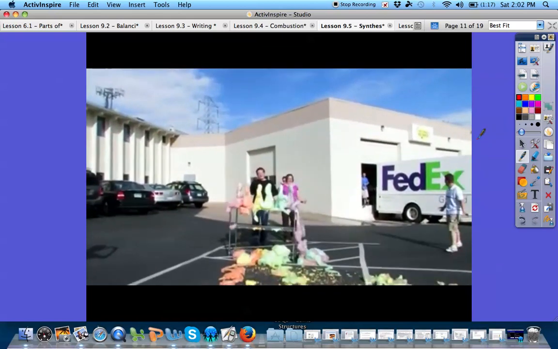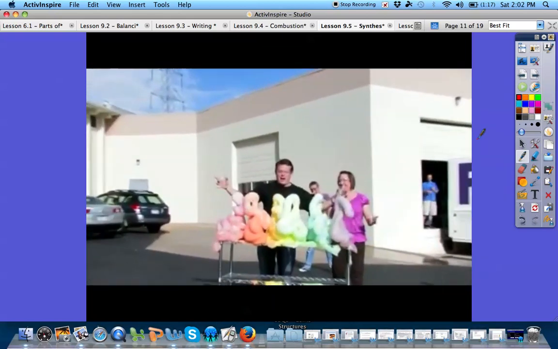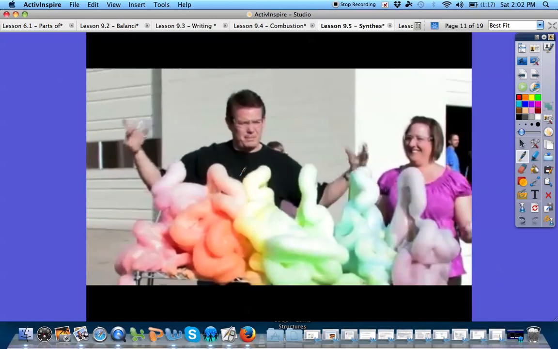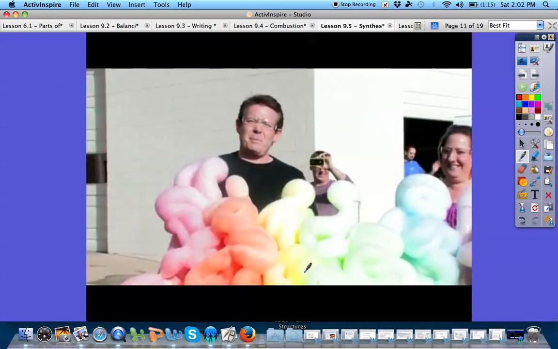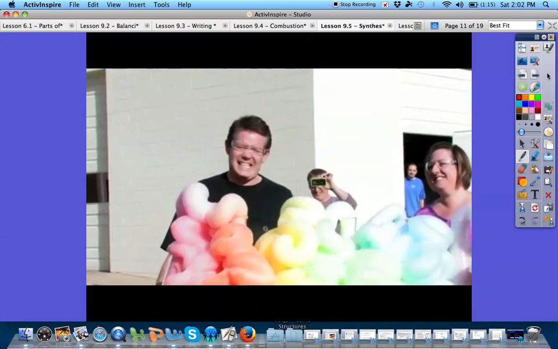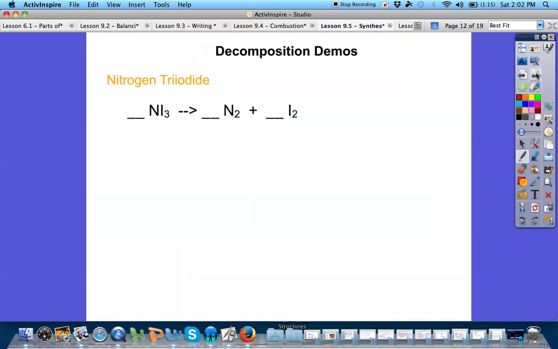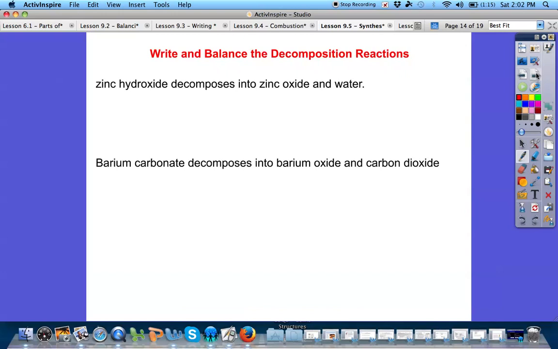That's actually pretty cool. The problem is we don't know how to make it stop from here. They just keep going. And it's going to go until the catalyst is used up, and then the reaction will stop once the catalyst is used up. It's a pretty good thing if you think about it. We're going to skip over this next one because you don't have that in your packet. And then we're going to just write some decomposition chemical equations.